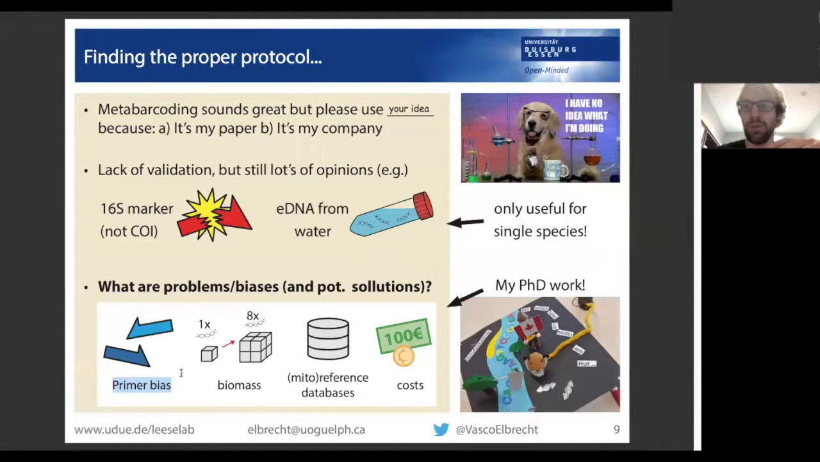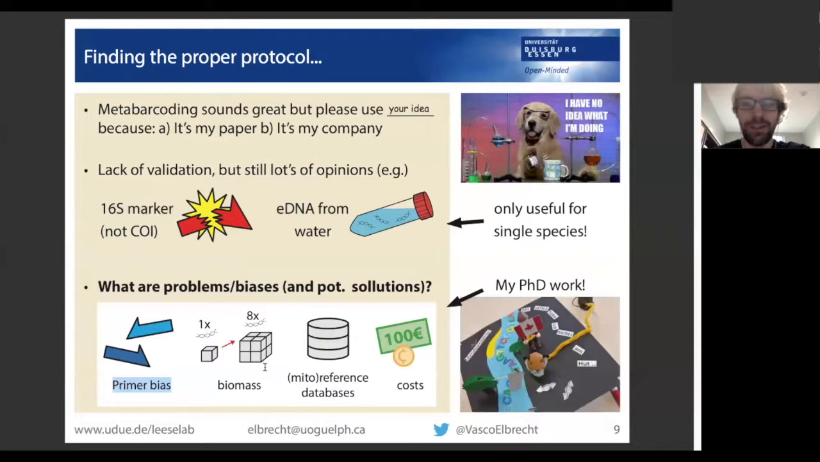Then of course we have biomass, where small specimens contain much less DNA because they have less biomass. If you have a big specimen, let's say of this size, maybe a few centimeters, and another one that is just a few millimeters, and you extract them together in a bulk sample, you might lose the small specimens because they just have less biomass and less DNA. So this can also bias your results.